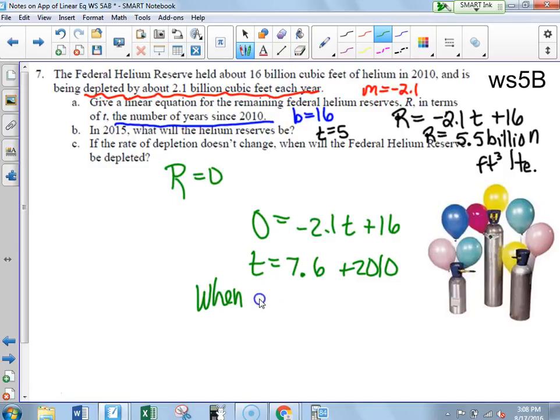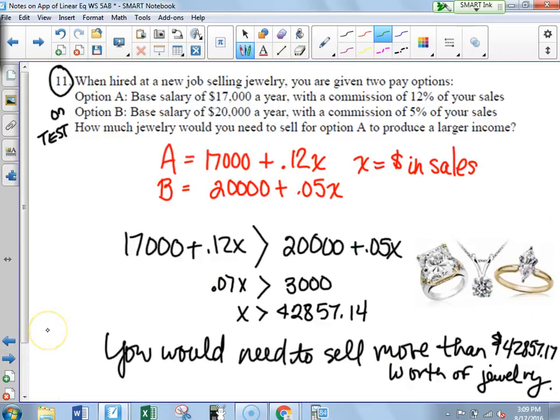So I probably would have said during 2017, 6/10 of a year into the year, months, approximately July 2017. We'll be out of helium. We could figure out the exact time, too, with the decimal. Birthday parties will no longer be fun, right?